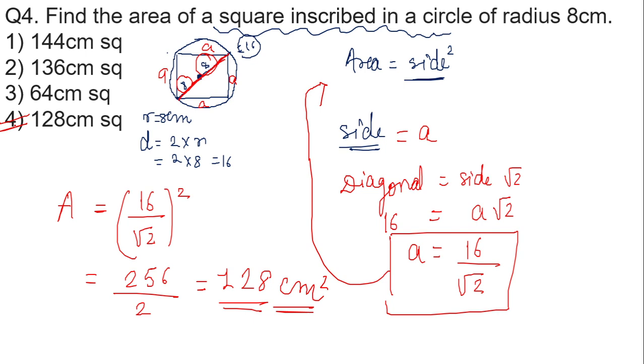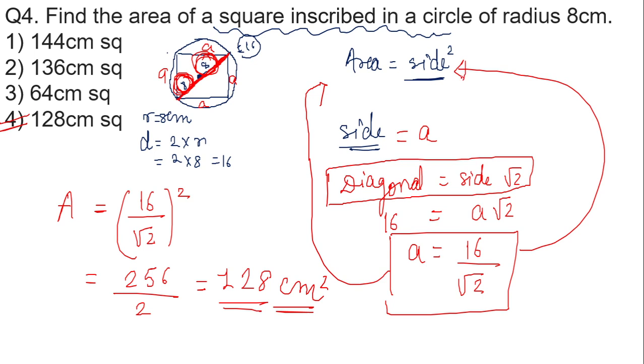So what we have done, they have simply given us the radius of the circle, which was 8 centimeter, and we have found the length of the diagonal based upon the diameter concept. Okay, and here we have got the value of the side based upon the formula of the diagonal of a square, and I have just inserted whatever the value of side has come in the formula of area is equal to side square.